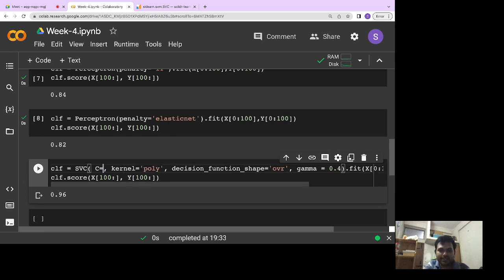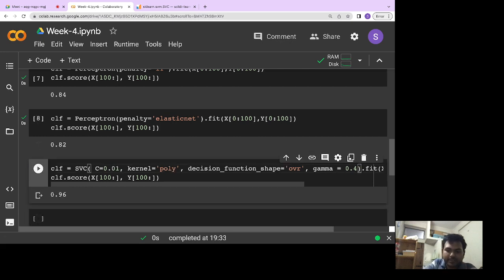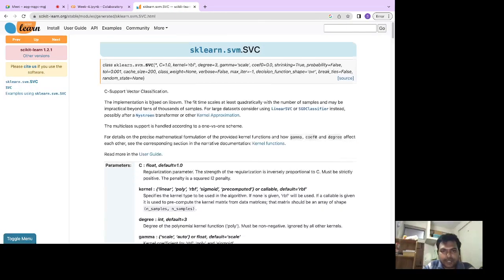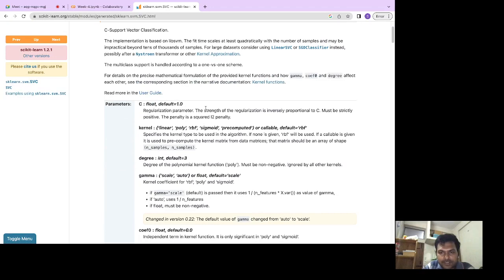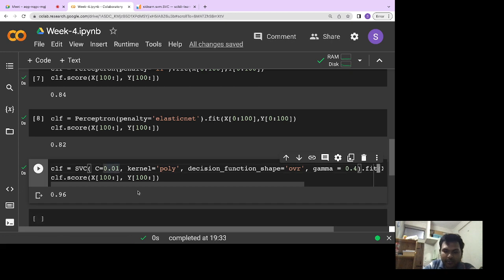So if I try changing C, let's say I am going to C equal to 0.1. It is not changing. 0.01. Okay, let's just look at C, the regularization parameter. The strength of regularization is inversely proportional to C. So I'm increasing the regularization as I decrease C. Even then, it is coming out to be 0.96.